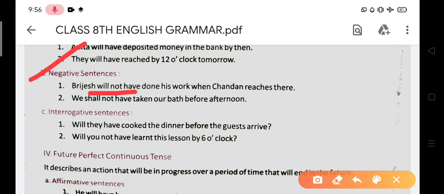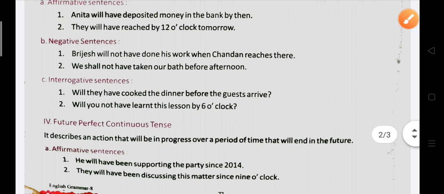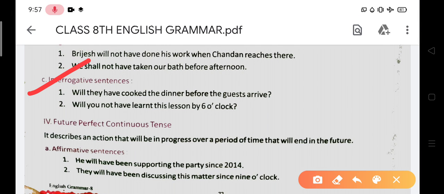And after that, number second, you can say, we shall not have taken our bath before afternoon. We shall not have, because this is also a helping verb, will not have and shall not have. So in the first sentence, Brijesh will not have done his work when Chandan reaches there. And in the second sentence, we shall not have taken our bath before afternoon. And after that we will understand about the interrogative sentences.